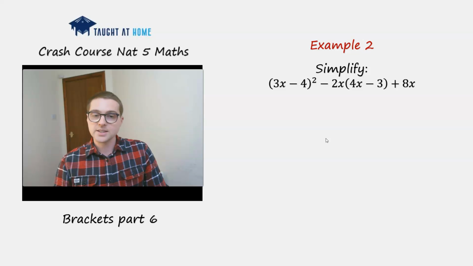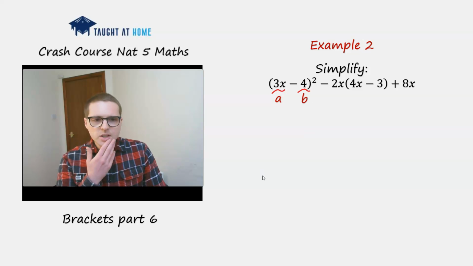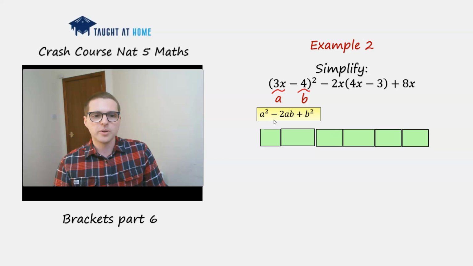Alright, so let's do this again. We've got this term, which we can say is the a term, and this term is the b term. And we can use our formula for this. Now we've got the minus between them, so we're going to be using minus 2ab this time. So a is 3x all squared, so this is going to be 9x squared, minus 2ab, so we've got minus 2 times 3 is 6x, times 4, so that's minus 24x. b squared is 16, plus 16.